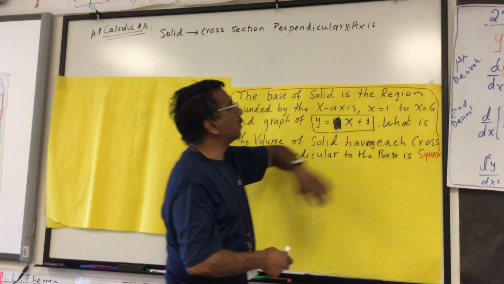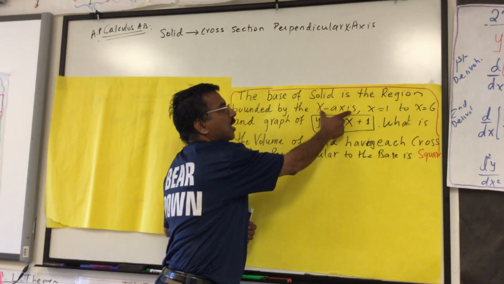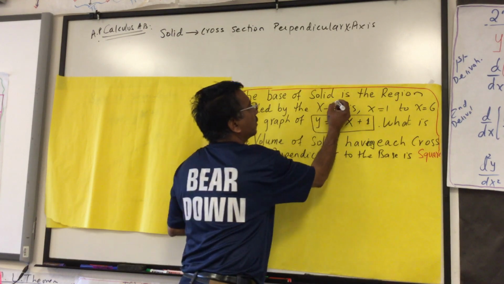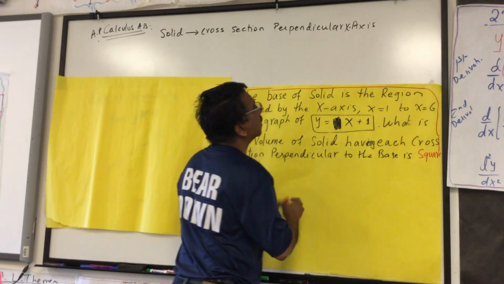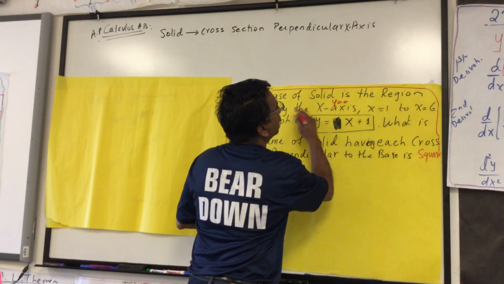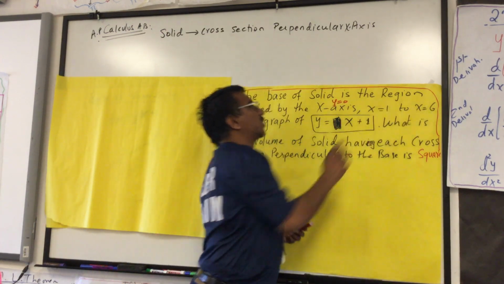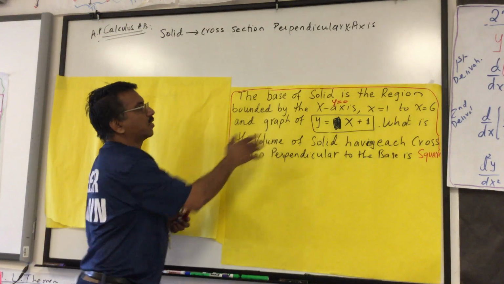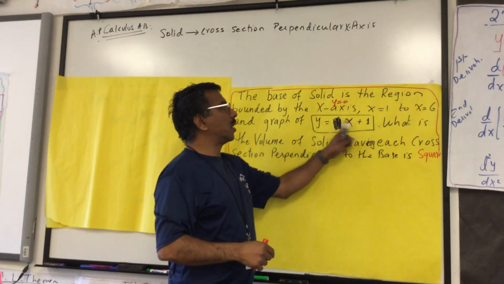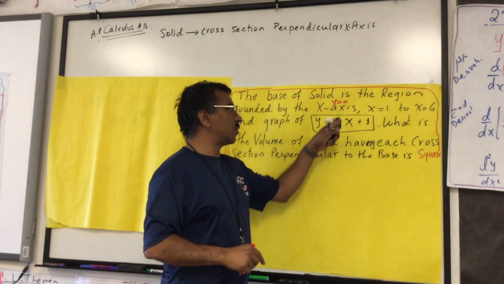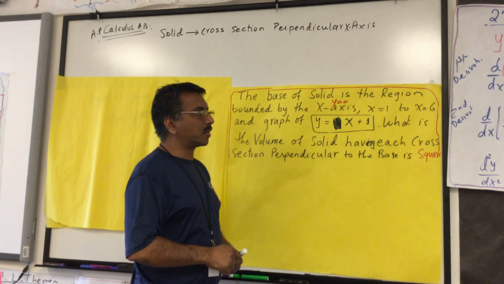Sorry, the x-axis where y equals 0. So this is y equals 0 because it's the x-axis, and from x equals 1 to x equals 6. And the graph is given by y equals x plus 1. Now, I took this as an easy one just for the easy calculation to understand.